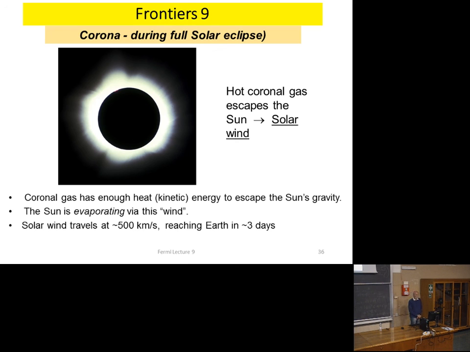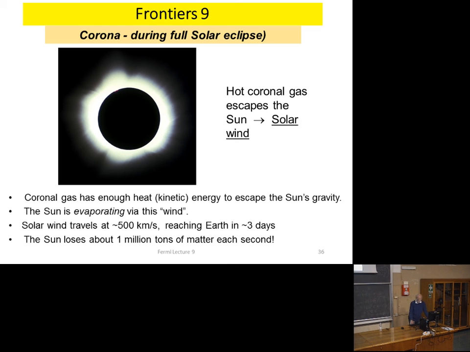The wind travels pretty fast, 500 kilometers a second, which means it reaches the Earth in about 3 days. So constantly, the Earth is shedding some material through gas escaping. That gas gets to the Earth in a period of about 3 days, and the amount is a lot. The sun loses 1 million tons of matter every second.